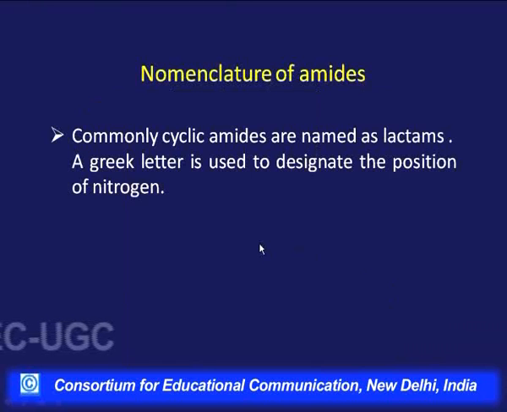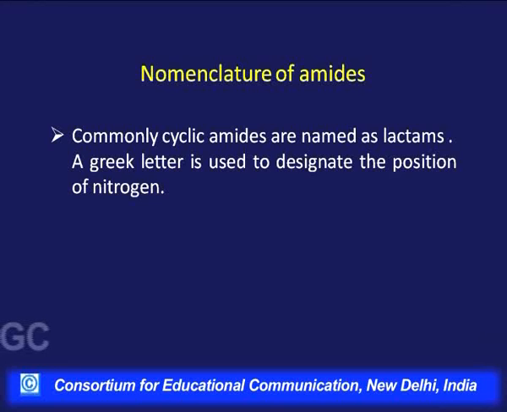Then amides can be cyclic also. Cyclic means, as I talked about amino acids, the amino group present in the alkyl chain may form a ring and form the amide with the carboxyl group of the same molecule. We call them cyclic amides, and these are named as lactams. And the position of this amino group, at which the ring is being formed, is represented by a Greek letter like beta, gamma, delta, as we see in the examples.